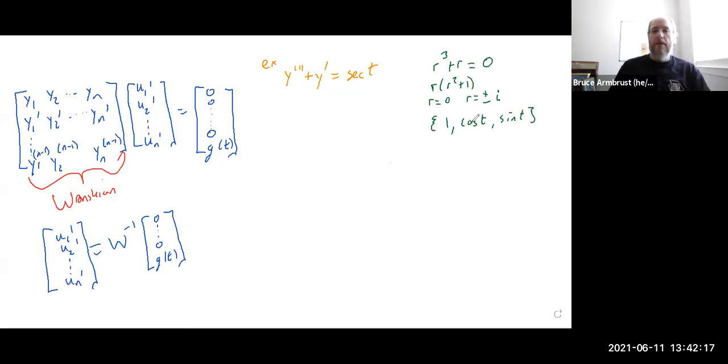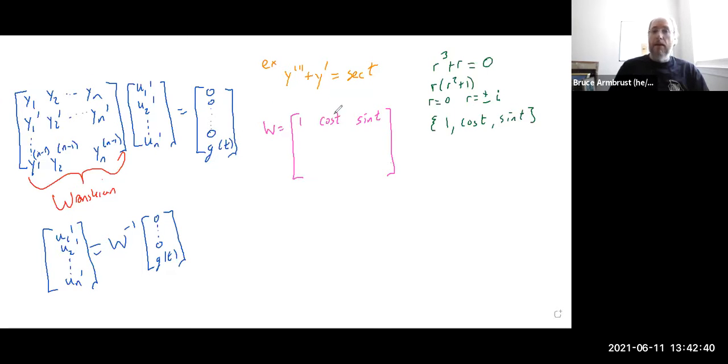All right, so there's that, which means now we can create our Wronskian matrix. So the Wronskian matrix is going to look like this. We're going to have 1, cosine of t, and sine of t as my first row, right? That's my y1, y2, y3. You can do these in any order, by the way.